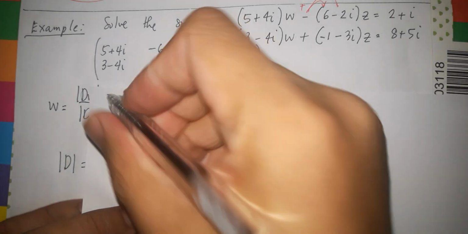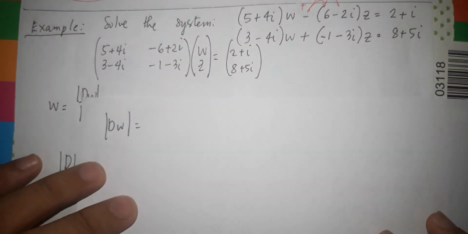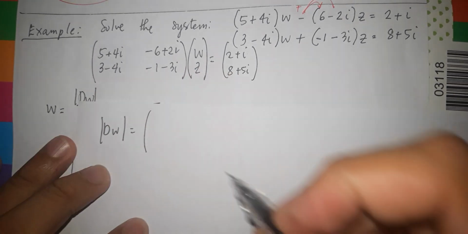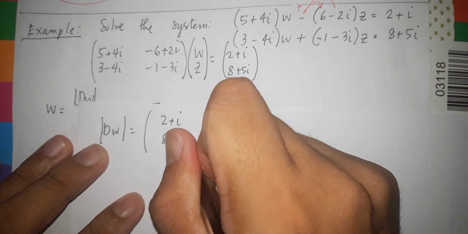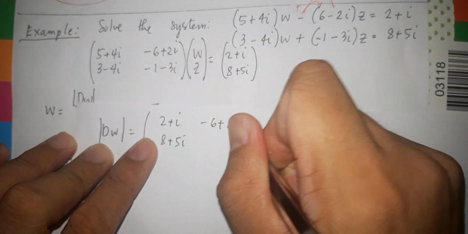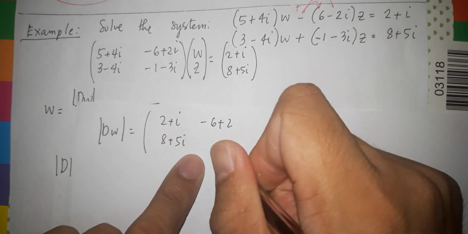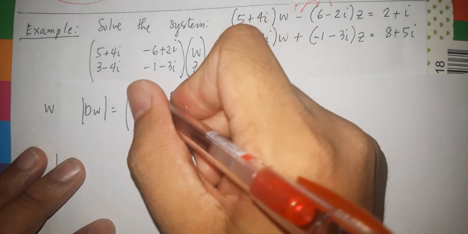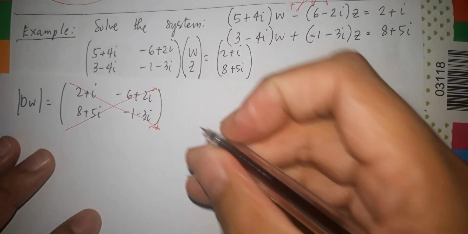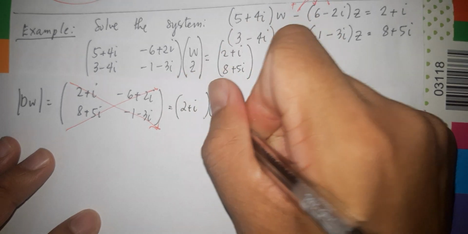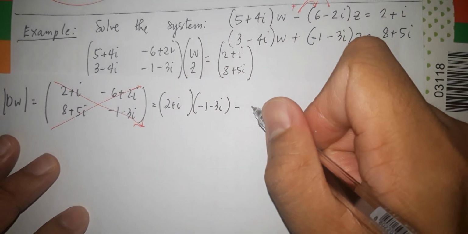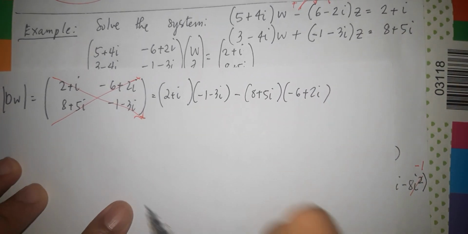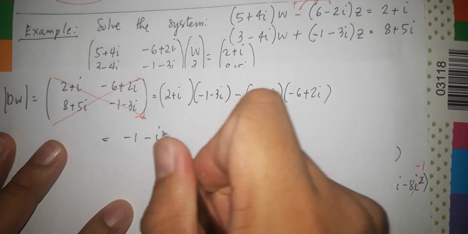What is dW? Our dW is replacing the W column with the constant column. So that gives you 2 plus i, 8 plus 5i. Then copy lang yung Z column natin, so that is negative 6 plus 2i, negative 1 minus 3i. Then evaluate this determinant. That's down minus up: 2 plus i multiplied by negative 1 minus 3i, minus 8 plus 5i multiplied by negative 6 plus 2i.